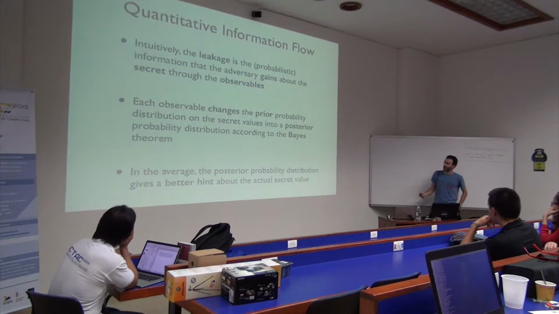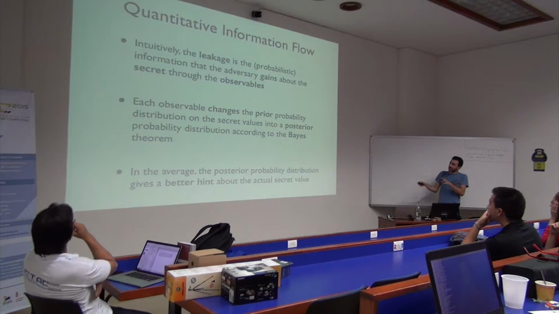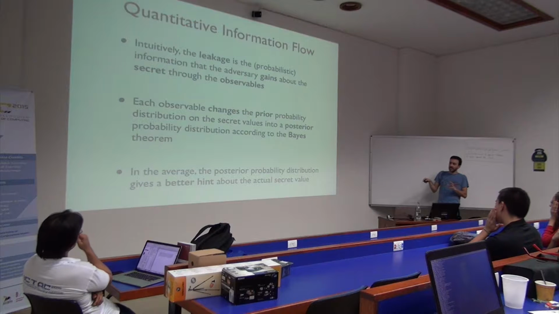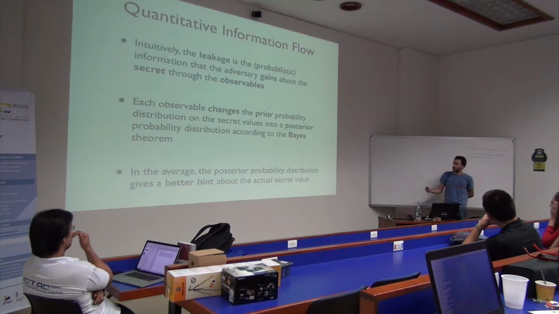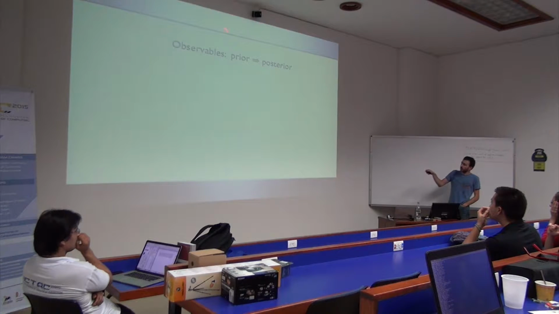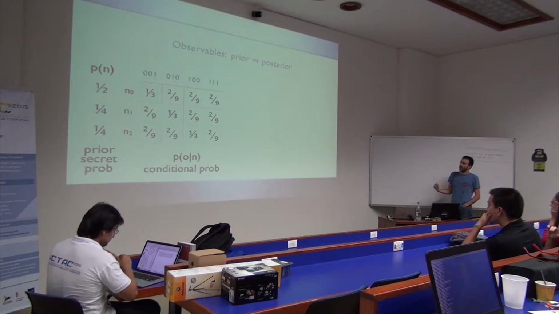It's this correlation. So the study of quantitative information flow looks at these changes of posterior and prior probabilities and tries to quantify, okay, how much leakage was caused by the system by reasoning about these probabilities. All right. Okay, so observable transforms a prior into a posterior. Okay, so let's see a bit in more detail how this is done.